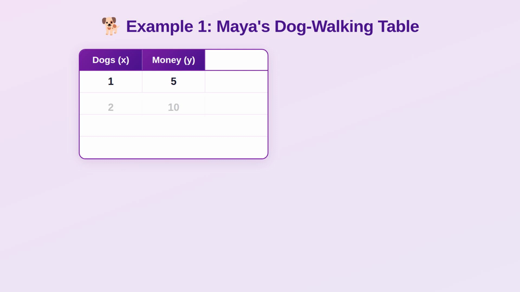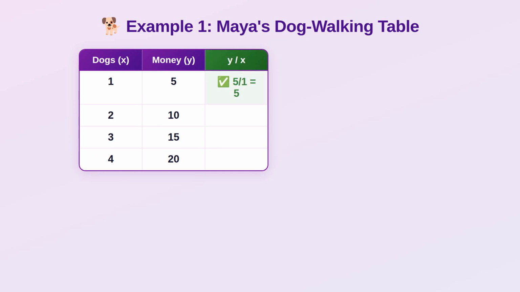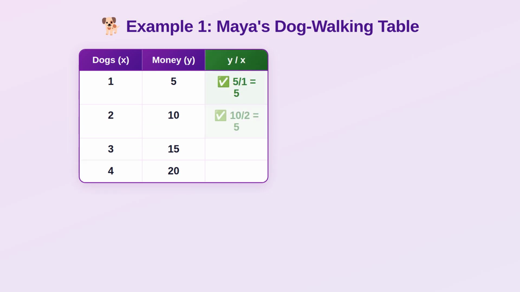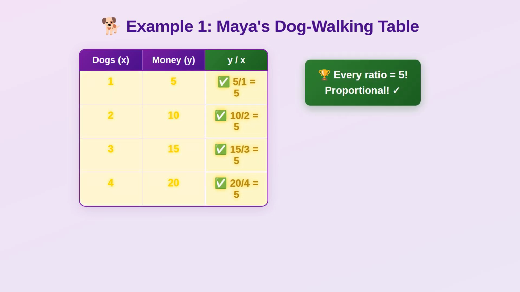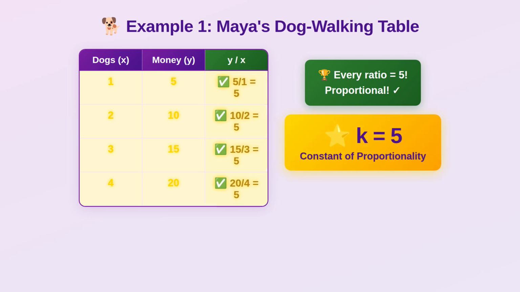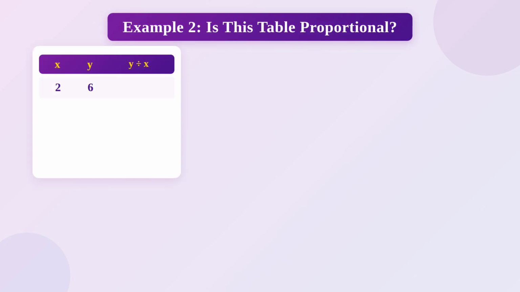Let's check Maya's dog walking table together. She walks 1 dog and earns $5, 2 dogs and earns $10, 3 dogs and earns $15, and 4 dogs and earns $20. Now let's divide y by x for each row. Row 1, 5 divided by 1 equals 5. Row 2, 10 divided by 2 equals 5. Row 3, 15 divided by 3 equals 5. Row 4, 20 divided by 4 equals 5. Every single ratio equals 5. So yes, this is a proportional relationship, and K equals 5.